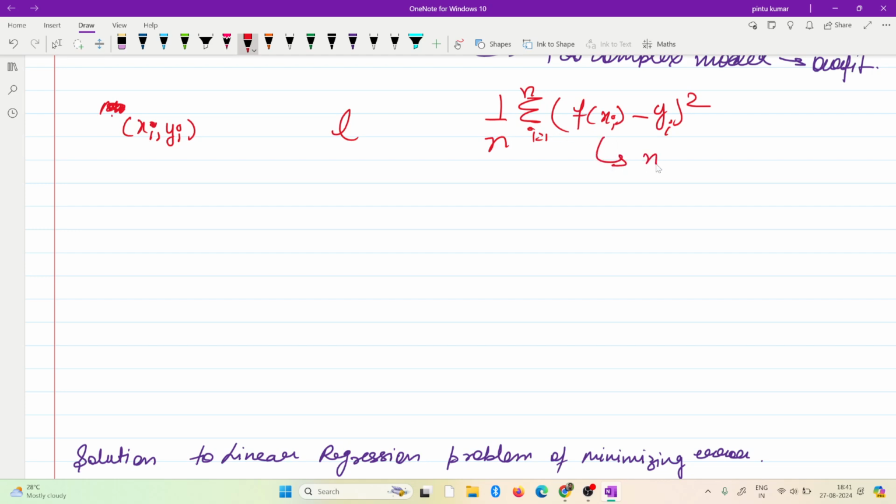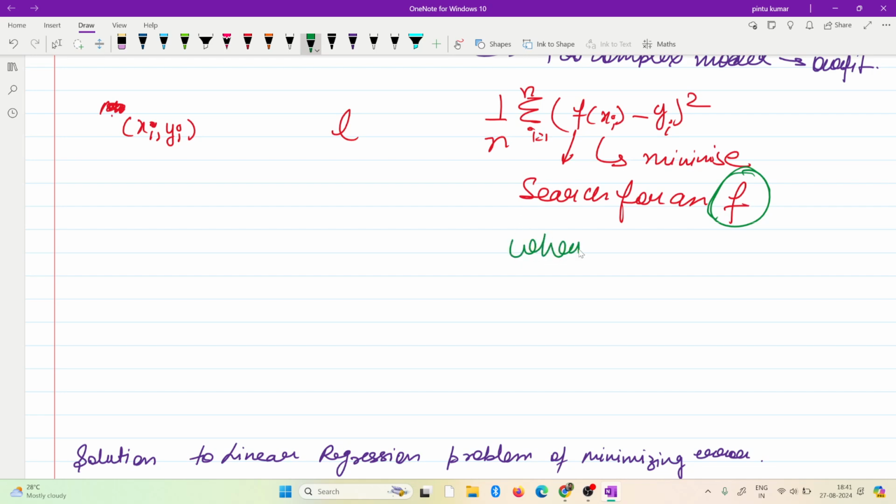This is that you want to minimize. Okay. And minimize over what? Minimize over this f. So you want to search for an f, right? Which can minimize this error for you. Okay. So how far can you search for f? Where do you search for f? This is an important question.